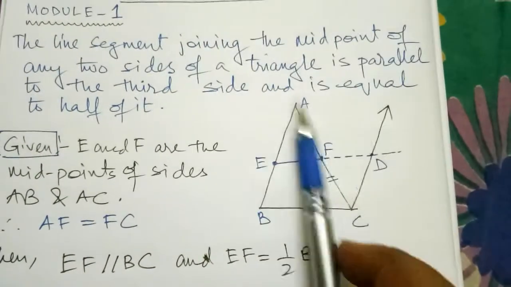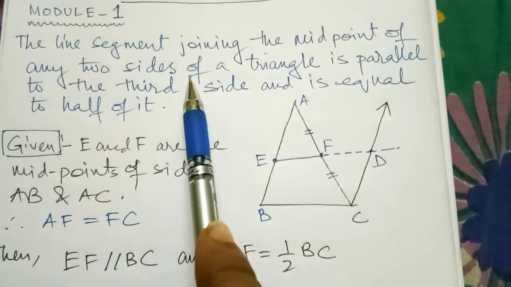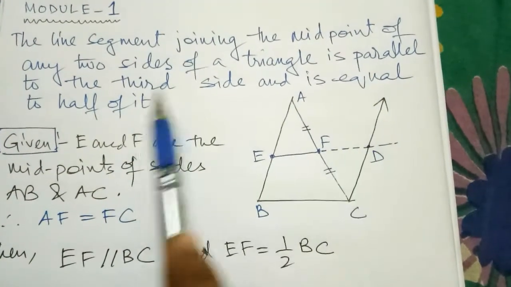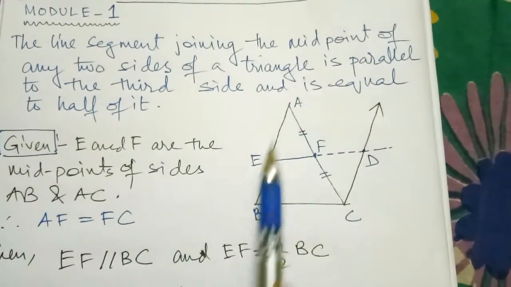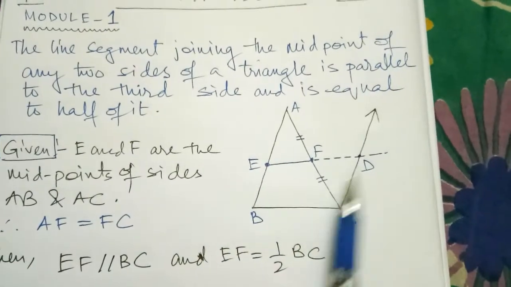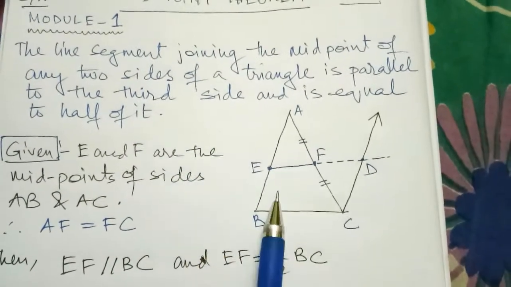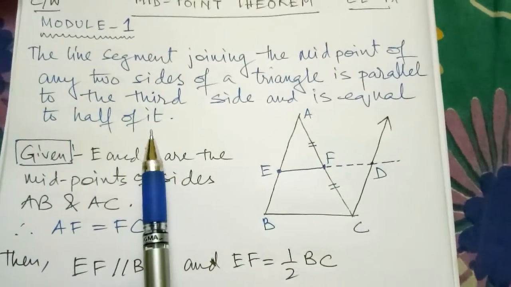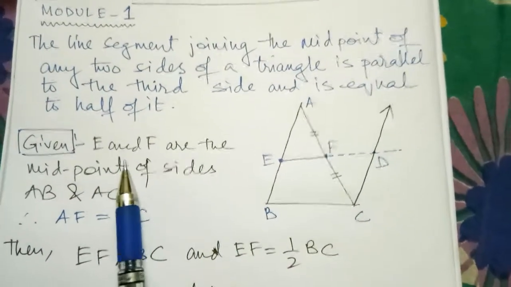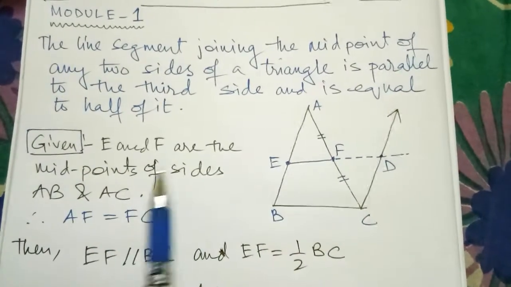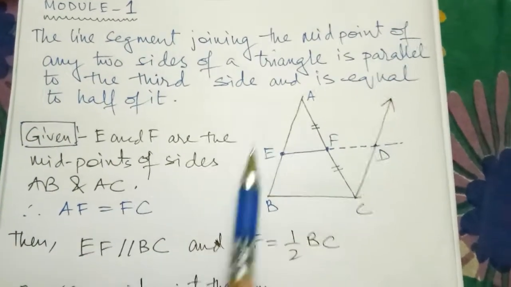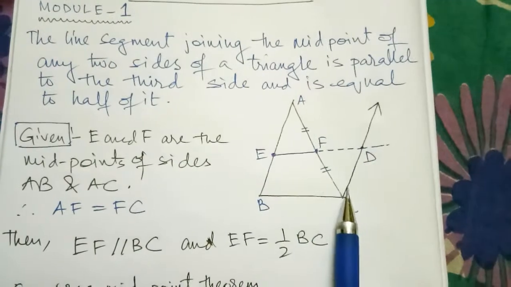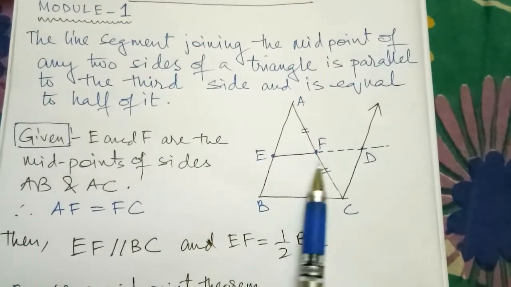That means the line joining the midpoints of any two sides of a triangle is parallel to the third side. See, this is the first side, second side, this will be the third side. Any of the sides we can take. Here I have taken BC as the third side, and the segment is equal to half of it. Now see what is given. E and F are the midpoints of sides AB and AC.